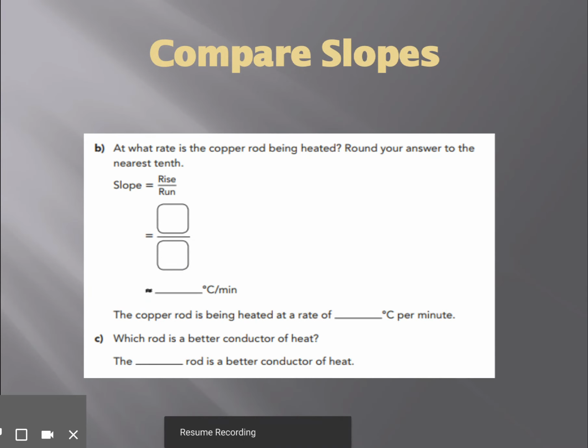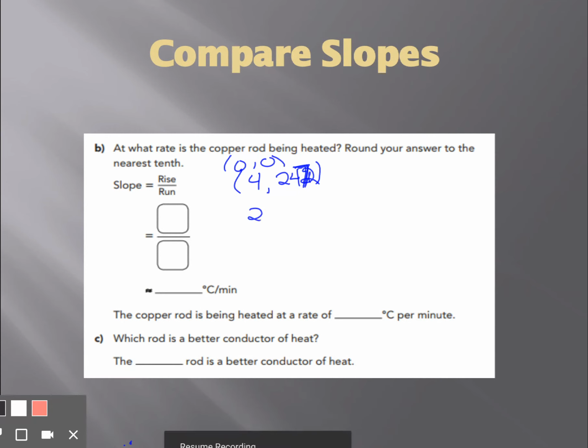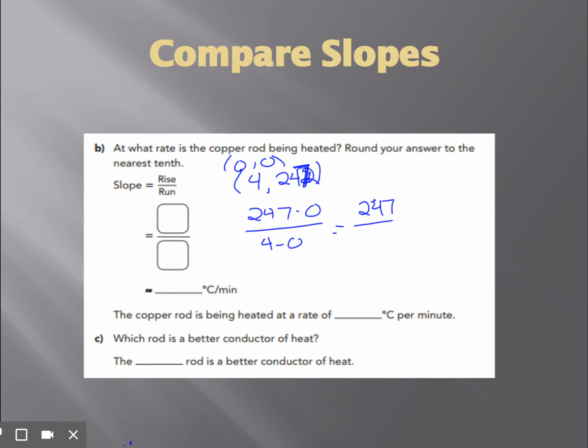So I was reading that a little incorrectly before about the copper rod. They say it heated to 247 degrees over the same amount of time. So basically what they were saying was that our other point was for 247. So that would be 4, 247. And 0, 0 again. It all starts at the same temperature. So we would do our calculations by doing 247 minus 0 over 4 minus 0. I'd get 247 over 4.